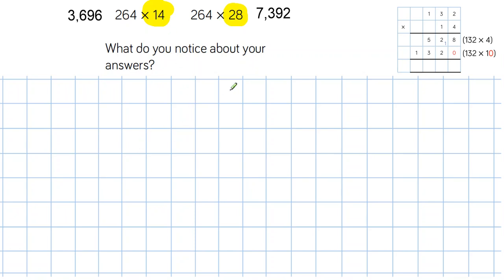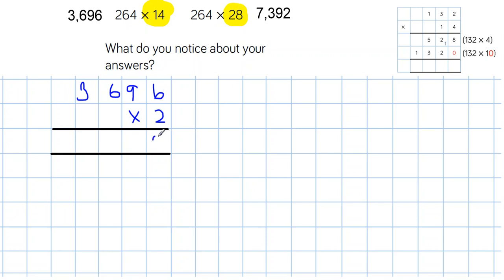I wonder whether 7,392 is double 3,696. Let's do a quick multiplication to help us. I'm going to double it. Now you might have been able to quickly do this in your head, and if you did, that's brilliant. But let's just prove it.